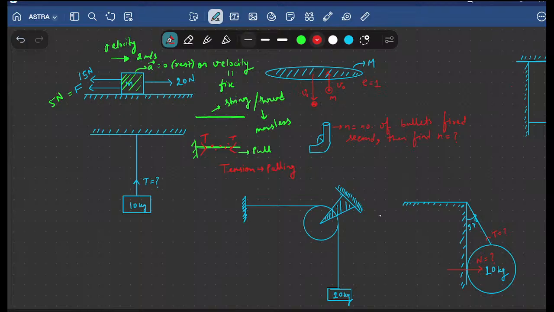Always remember, pulling force means it always acts away from the body, away from the surface, whatever it acts on. Note it down. This is a very important point. These are the basic points where generally students make mistakes.